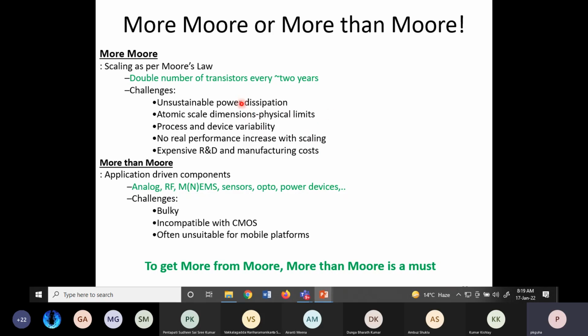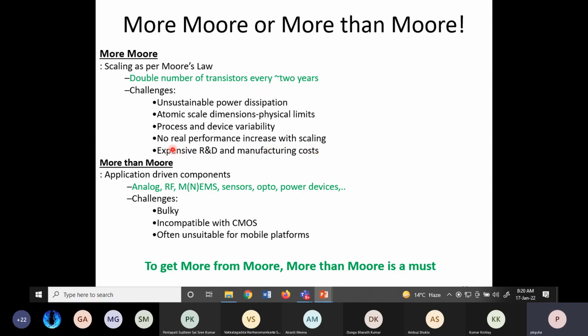Now probably we are at the 7 nanometer, or in fact 3 nanometer, gate length at the moment. So it's very difficult to reduce the dimension even further. Okay, and as I said, there is no real performance increase with the scaling we are achieving at the moment, and the R&D and manufacturing cost is huge, right?